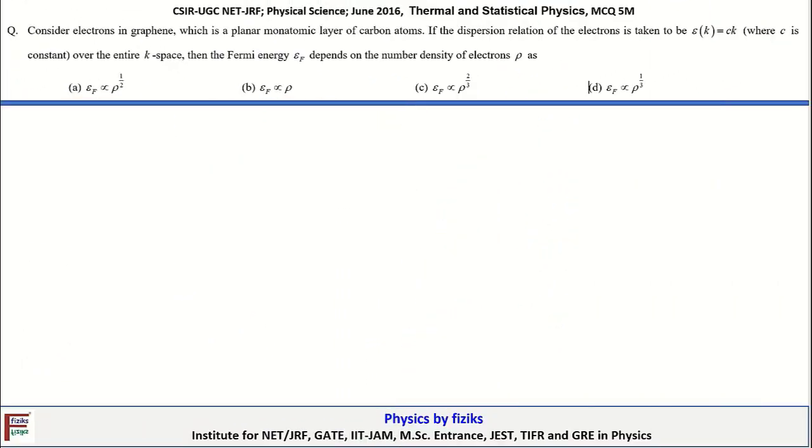So let's take a look at the next problem. The statement is: consider the electrons in graphene, which is a planar monatomic layer of carbon atoms. A planar monatomic layer means it's a two-dimensional system. So graphene is a two-dimensional system.